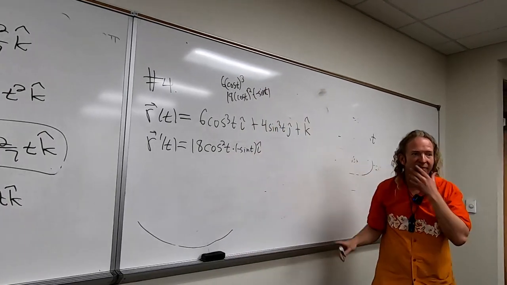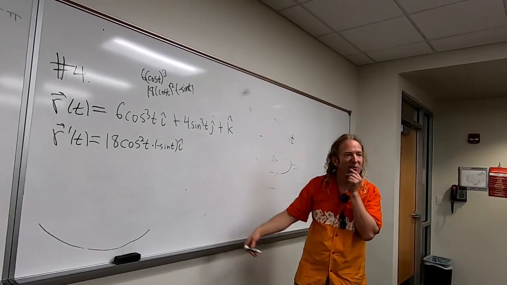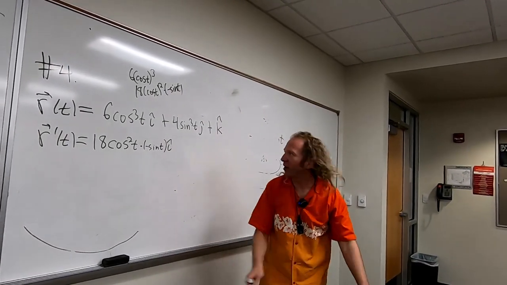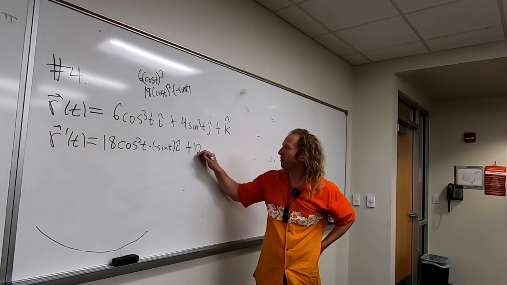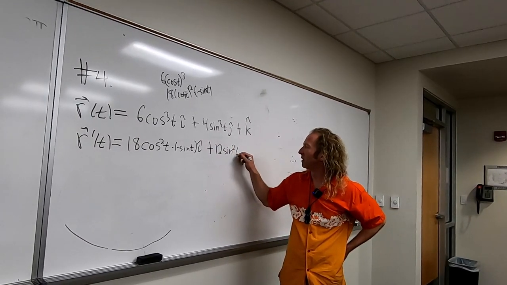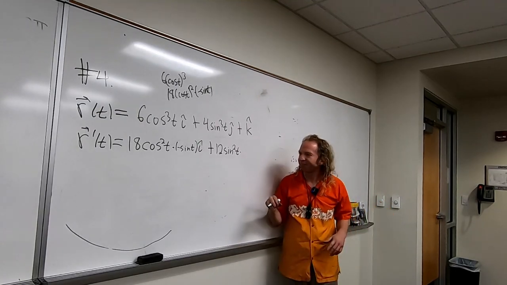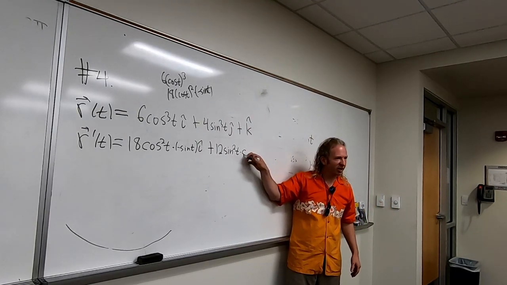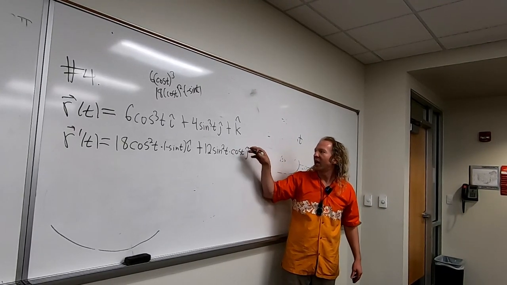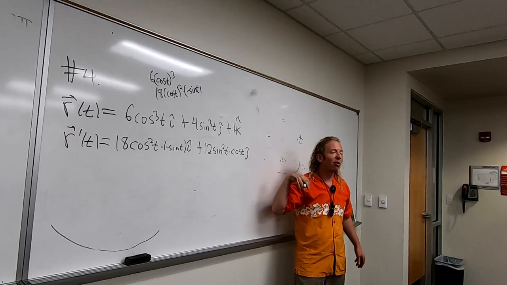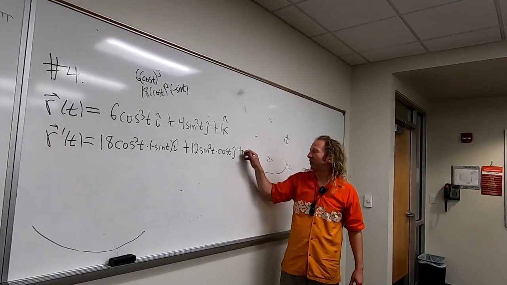Okay. Everyone okay with that step? Everyone see where the negative sign came from? Okay. Same thing here, except here it's going to be 12 sine squared t times cosine t, because the derivative of sine is cosine t, j hat. And then there's a 1 here. What's the derivative of 1? So I'm going to put it there. Okay.